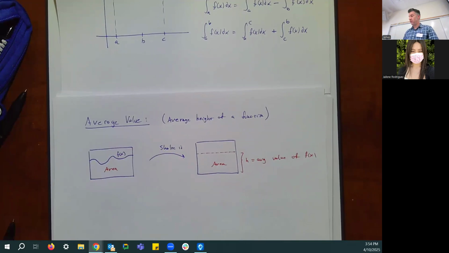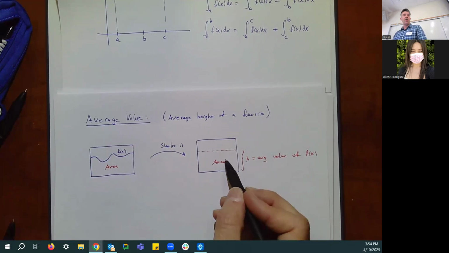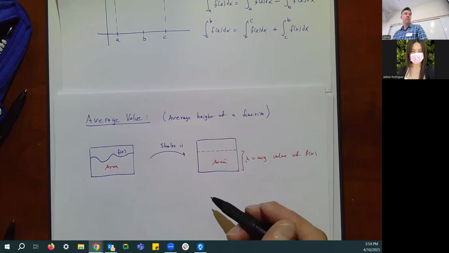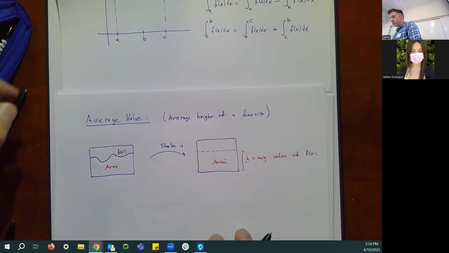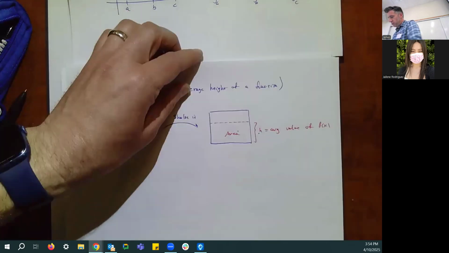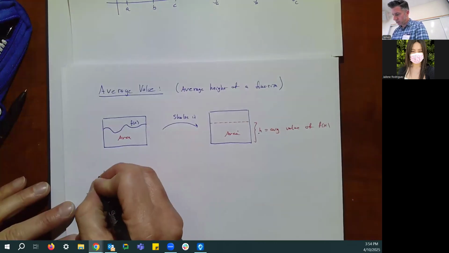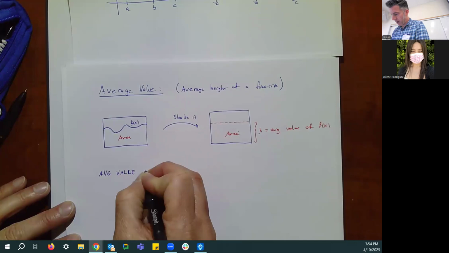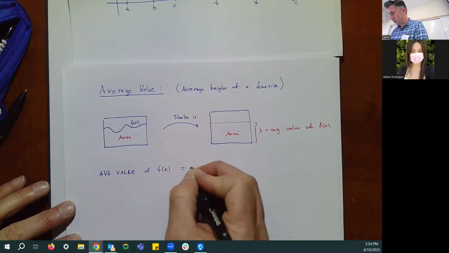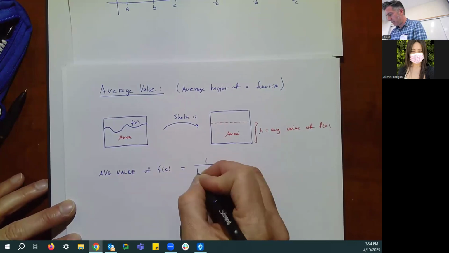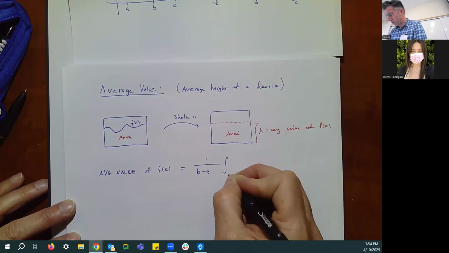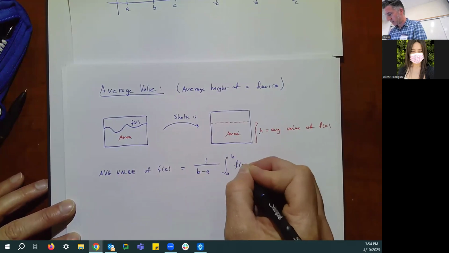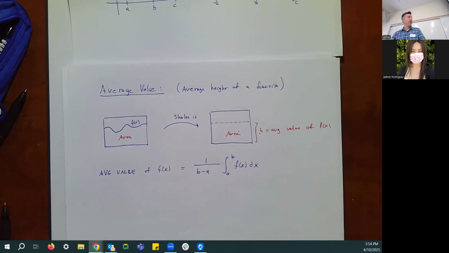Or in other words, to find the average value, you take the area divided by the length to get the height. So in general, the average value of f of x is equal to 1 divided by b minus a times the integral from a to b of f of x dx. Or as I just said, the area under the curve divided by the length of the interval we're integrating over.